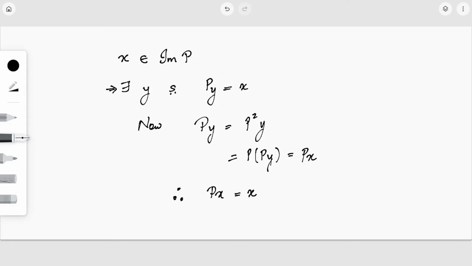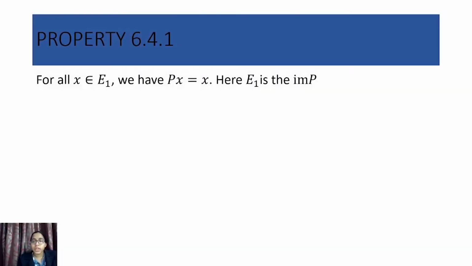So it is just saying that for every element in the image of P, when the projection acts on this particular element, we get the same element itself. So P acts as an identity operator in the case of elements in the image of P. So this was our first property.